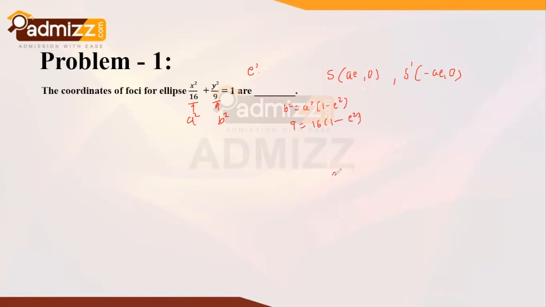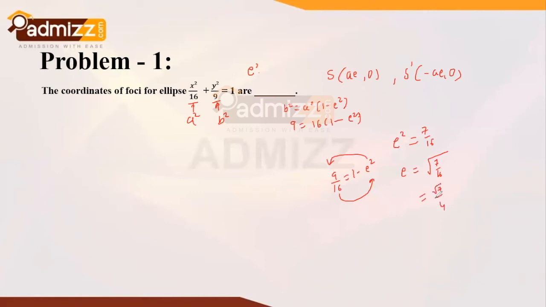Okay, now 9 by 16 is equal to 1 minus e square. If you do the further simplification, you are having the value of e square to be somewhere around 7 by 16. For that what you need to do, you need to take minus e square over here and 9 by 16 over here, and 1 minus 9 by 16 gives you the value of 7 upon 16. So e square is 7 by 16, which brings down the value of e to be under root of 7 by 16, which gives us the value as under root 7 upon 4.